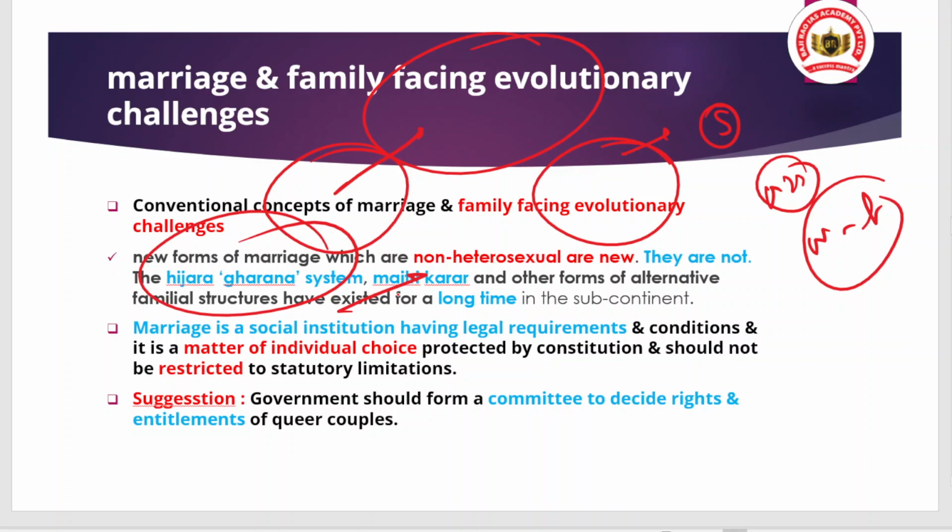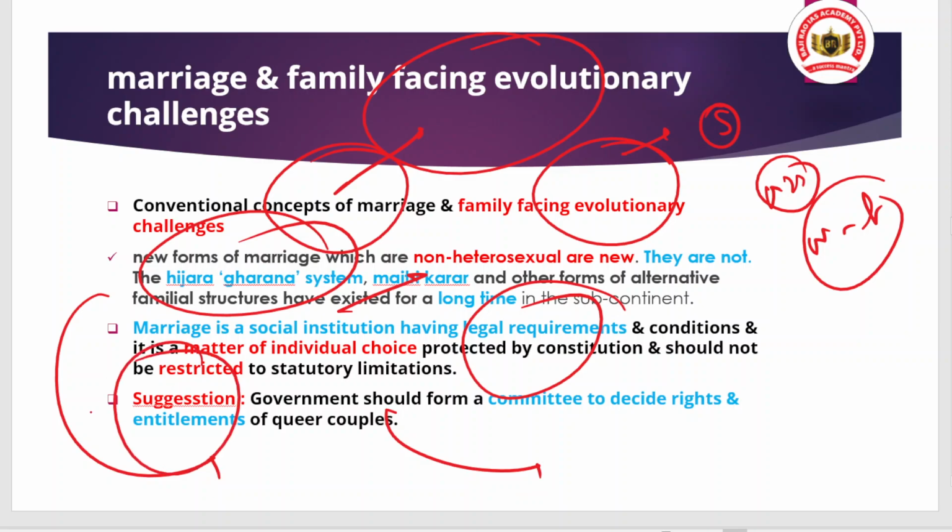So these were existing since a long time, so these are not a new concept that needs to be recognized. Okay, so basically when we talk about marriage, it is a social institution having legal requirements. And one more point that is argued is that it is a matter of individual choice whom you choose to marry. That should be protected by the constitution and should not be restricted by statutory limitations, limiting their rights by making laws. So there is a suggestion that the government should form a committee to decide the rights and entitlements of queer couples. So that is the point, and hope you understood.